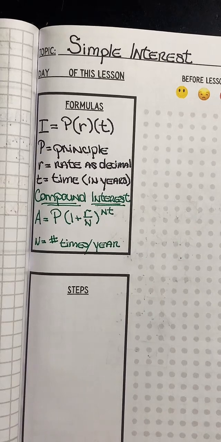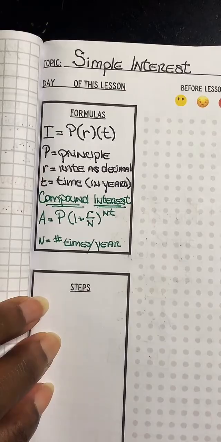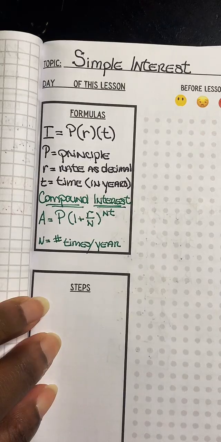Is this ASVAB? Yes, ASVAB, GED, ACCUPLACER, almost all of them have at least one or two simple interest questions. And plus, this is something that you do every day, if you're thinking about making any kind of investments. So definitely.